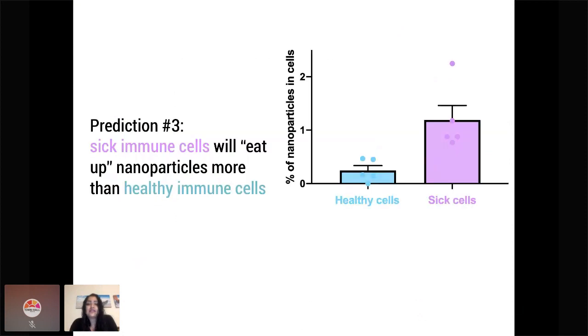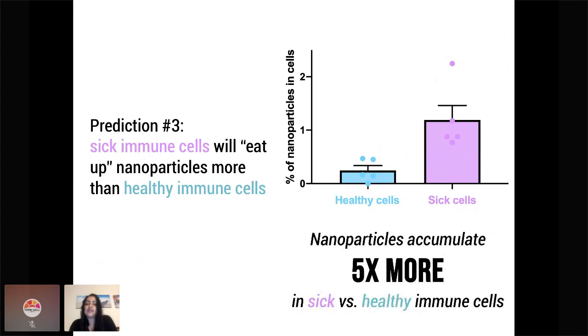So I did this experiment where I applied my nanoparticles to both healthy and sick brain immune cells. And you can see that once again, our hypothesis was correct, that nanoparticles did accumulate in the sick immune cells 5-fold more than they did in the healthy ones.